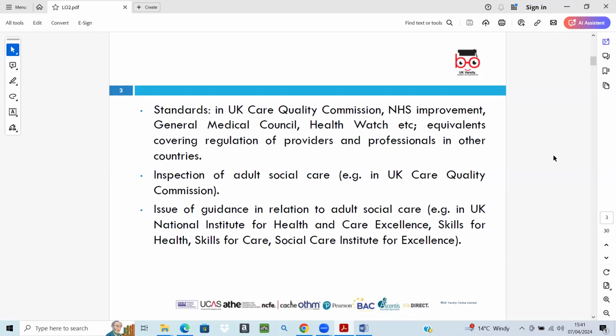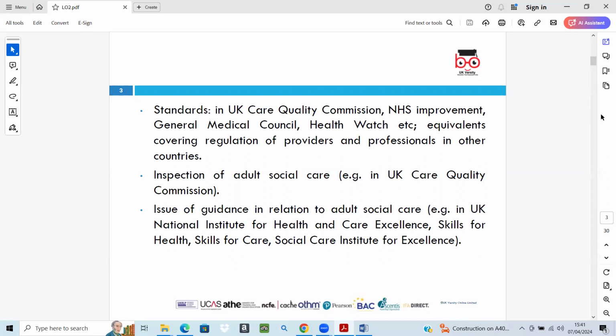So we have the NHS. The NHS is always there in health and social care in England. So NHS Improvement also matters. While its primary focus is on healthcare services, NHS Improvement also works to improve the quality of care in the NHS, which includes aspects of adult social care as well. Is there any question from anyone? No, okay.